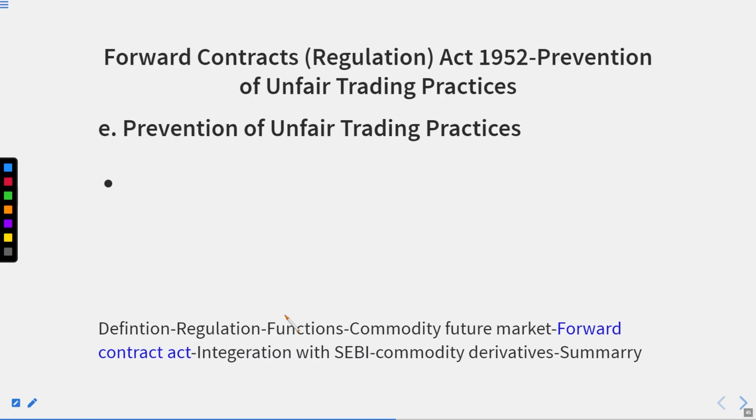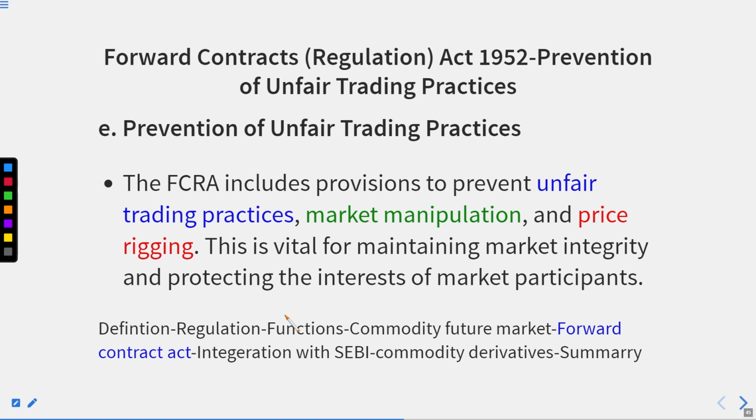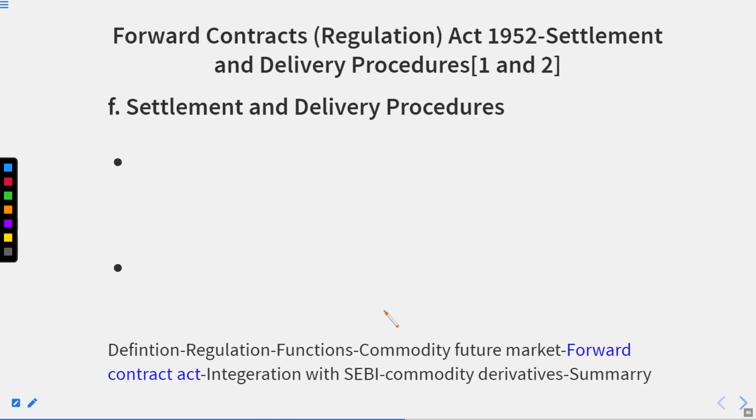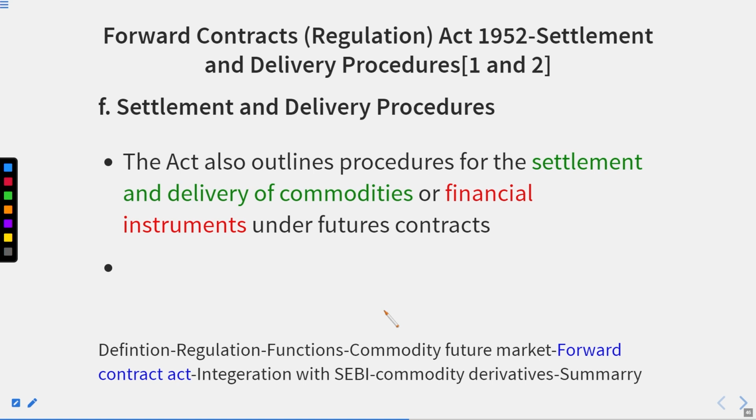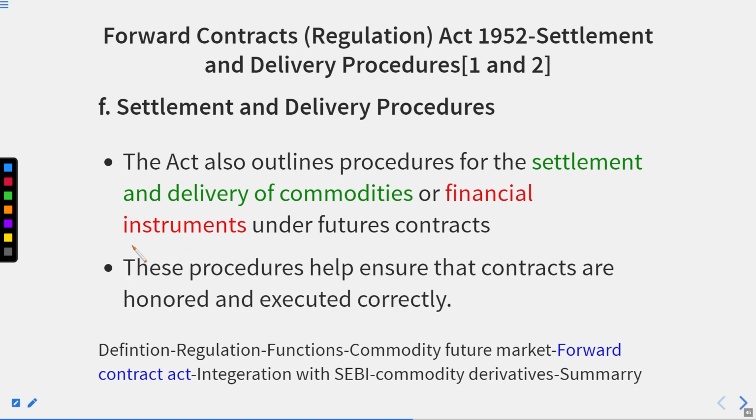All right. Thereafter, we have the prevention of unfair trading practices. The FCRA includes provisions to prevent unfair trading practices, market manipulation, and price rigging. This is vital for maintaining market integrity and protecting the interests of the market participants. All right. Thereafter, the Act also outlines procedures for the settlement and delivery of commodities or financial instruments under futures contracts. These procedures help ensure that the contracts are honored and executed correctly.